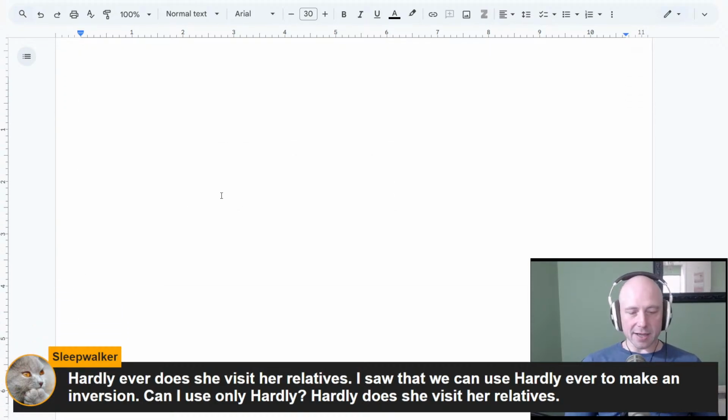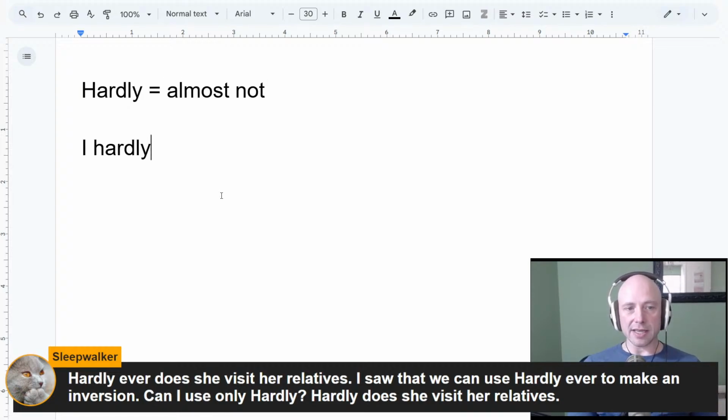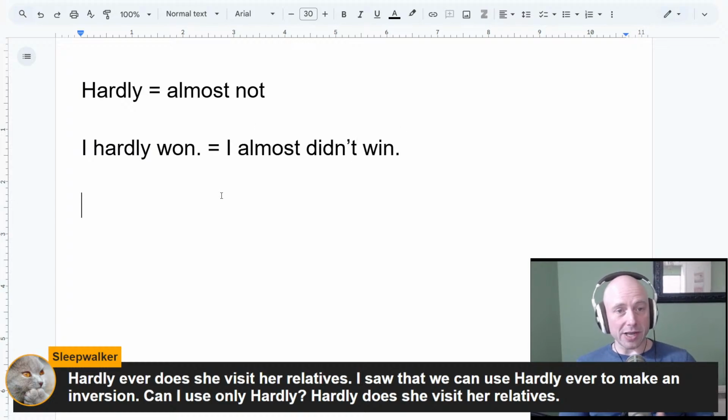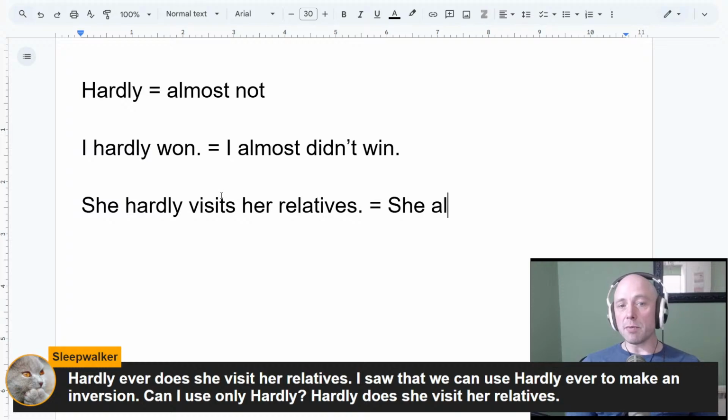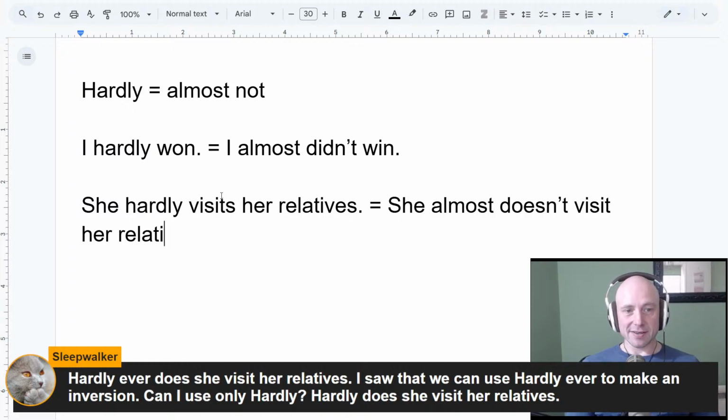So when we say hardly, what we mean is almost not. So if we say, I hardly won, it means I almost didn't win. So I did win, but I almost didn't. So she hardly visits her relatives is like she almost doesn't visit her relatives.